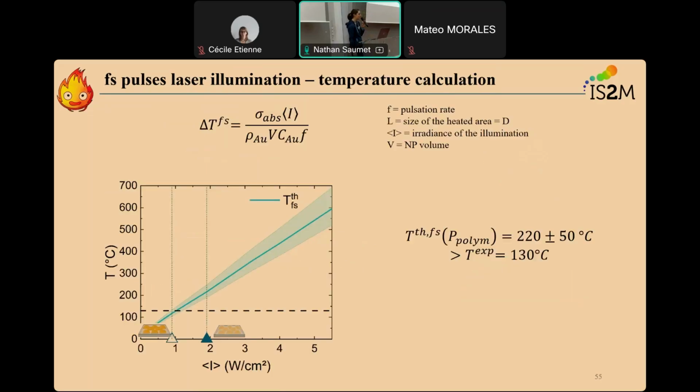We can calculate the temperature which is actually reached theoretically by the sample. And here again, the threshold is here. So here it's the first power that is used to observe polymer on the sample. Here I observe no polymer, here I observe polymer. So the threshold is in between. It corresponds to the experimental value of 130 degrees. So here we have a strong correlation between theory and experiments.